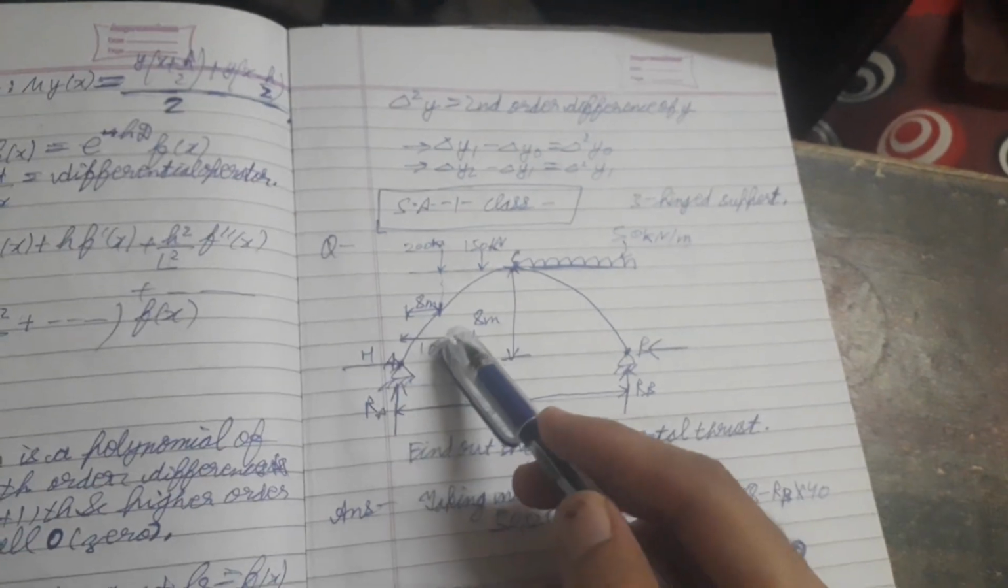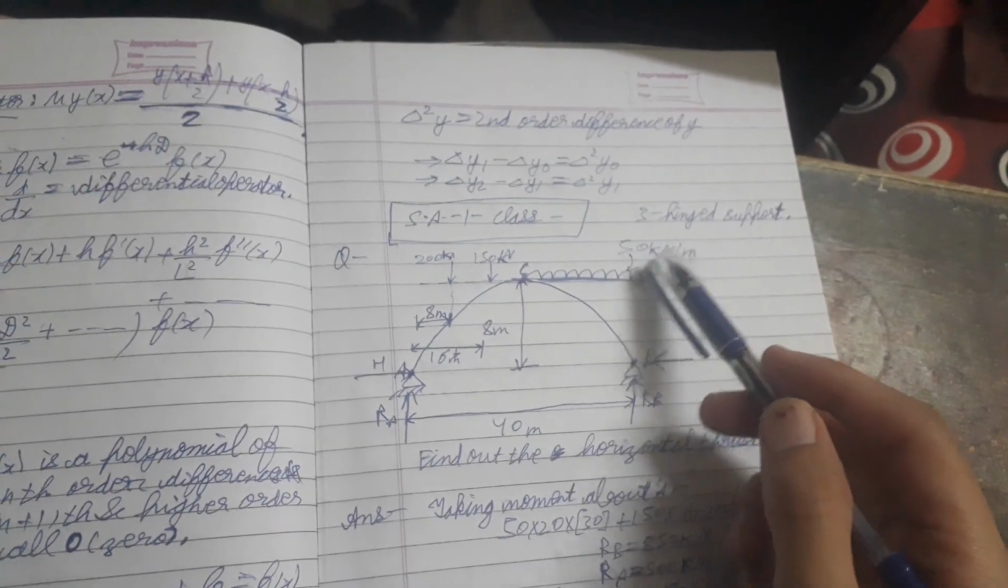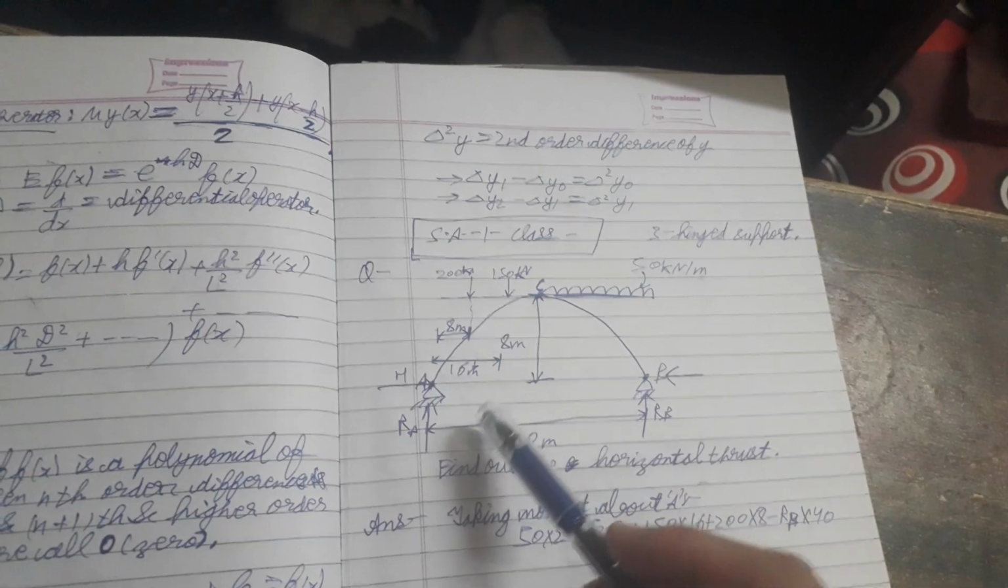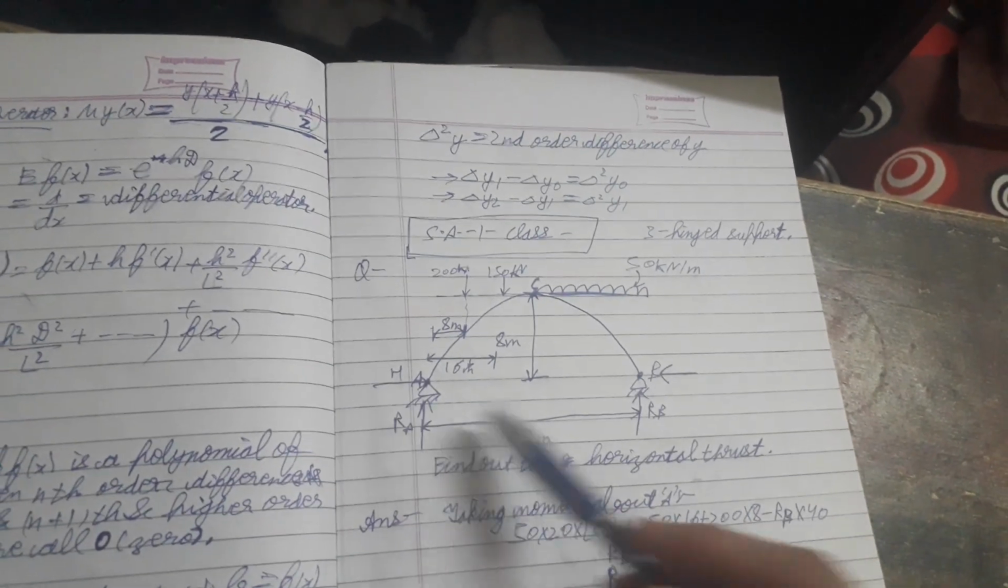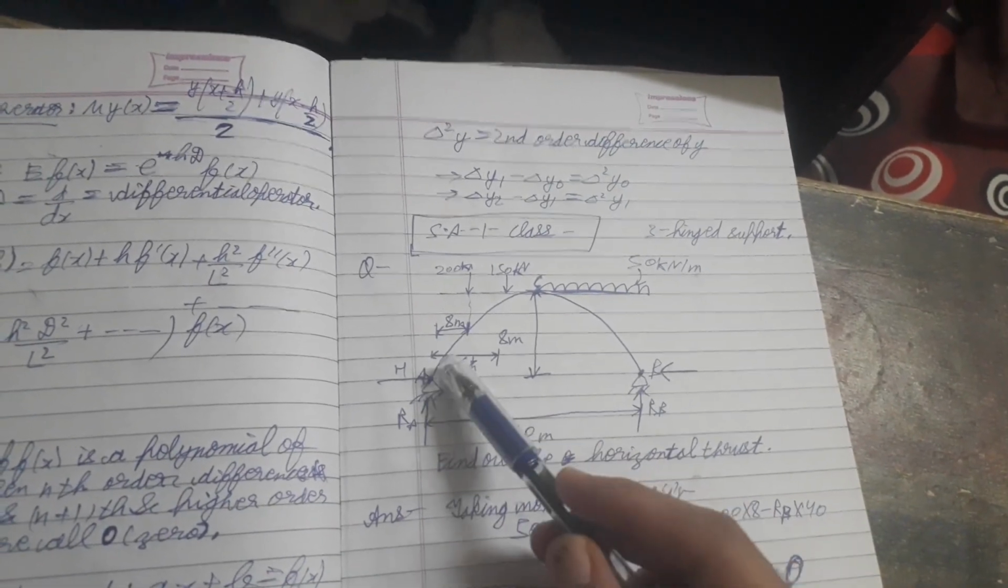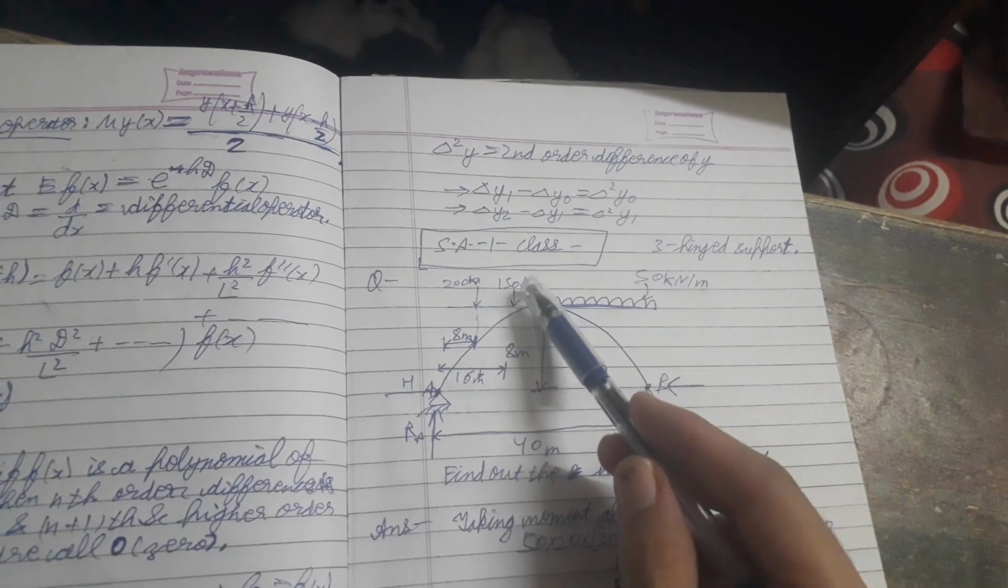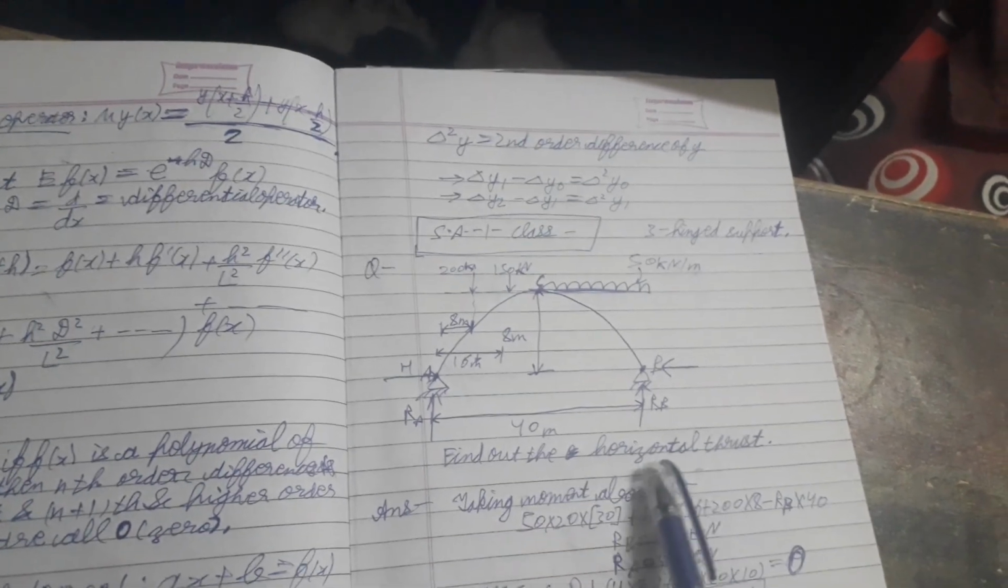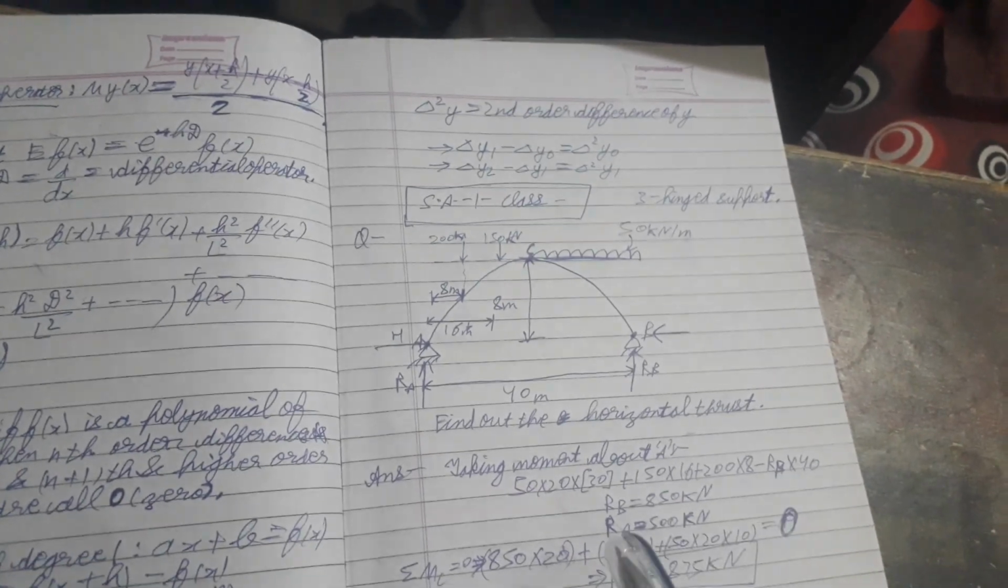See this problem. This is 50 kN per meter. This is C, this is A, this is B, this is RA, this is RB. This is 8 meter, this is 60 meter, this is 200 kN, this is 150 kN. Find out the horizontal thrust.